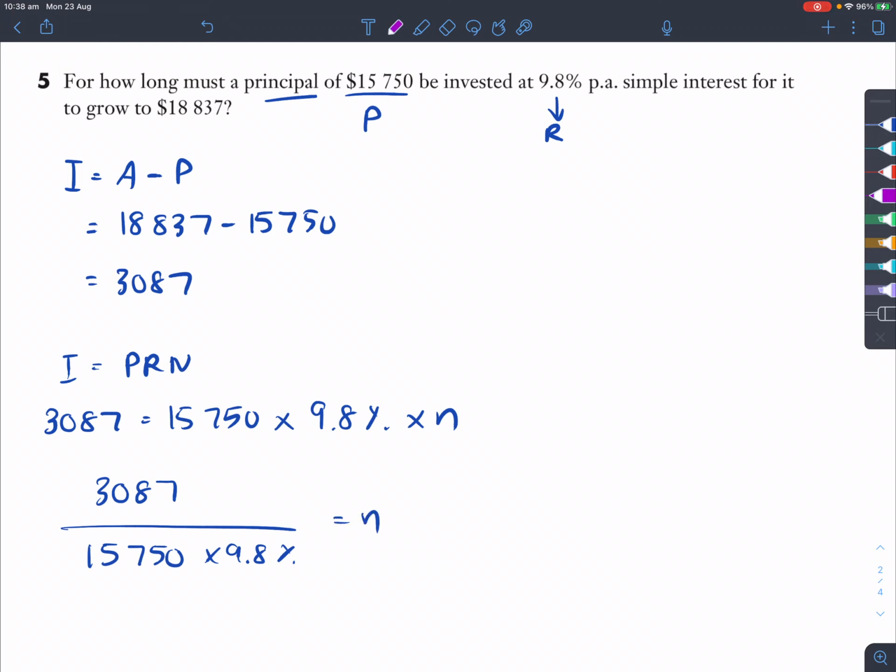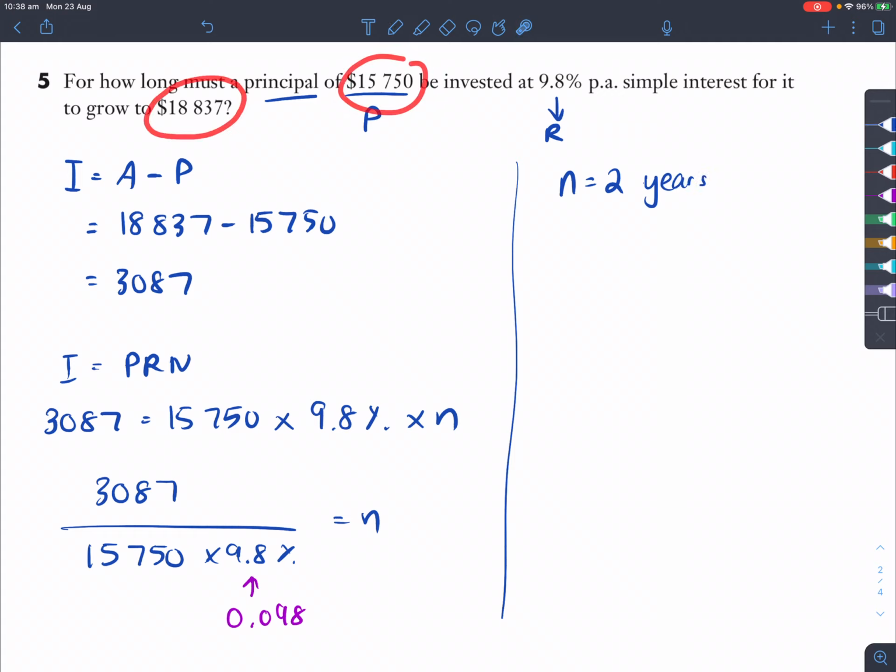Okay, can be put on the calculators. I'm just letting you know that this number here can also be written as 0.098. If you want to put that in the calculator, that would also make sense. And that will give us n being 2. And don't forget what units it will be. It would be per annum, so it's going to be 2 years. Okay, that they left the money in there to grow to that amount. Okay.